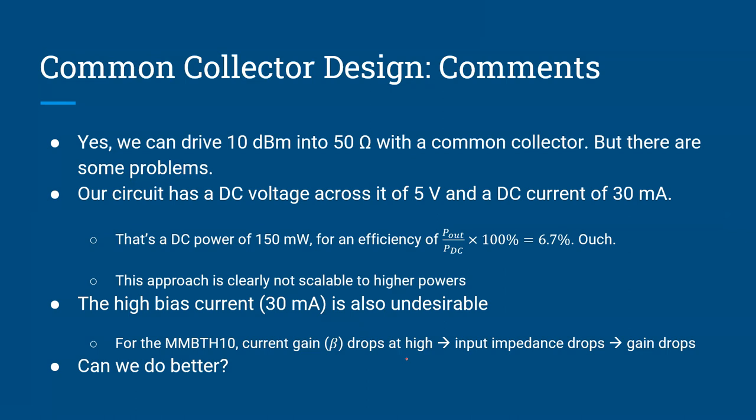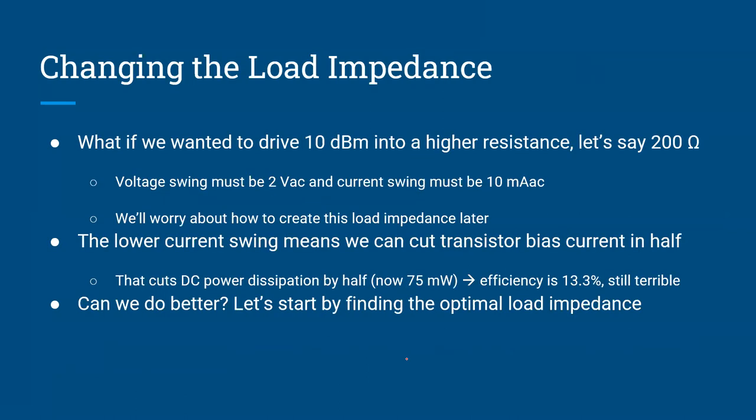And so the question is, can we do better? And of course we can do better. So let's look at what we can do. One solution is to increase the load impedance from 50 ohms to, let's say, 200 ohms. With this higher load impedance, to get the same 10 milliwatts going into the load, we have a higher voltage swing. Right now it's 2 volts instead of 1 volt. And that means our current swing is halved from 20 milliamps to 10 milliamps. And right here, we'll worry about how to create the load impedance later. So just assume that we've changed the 50 ohms to 200 ohms for now.